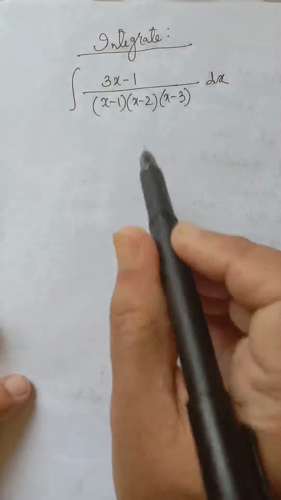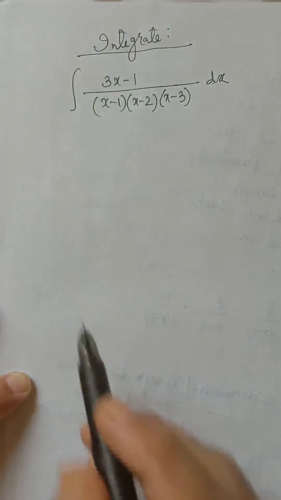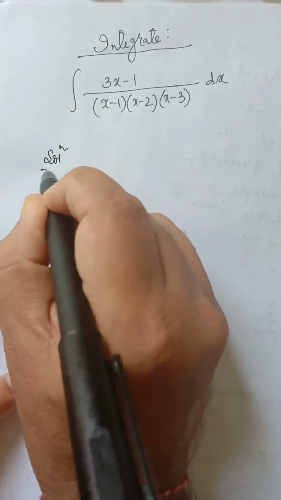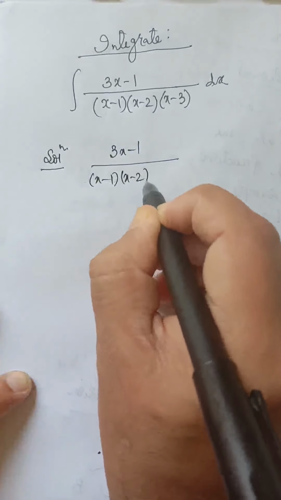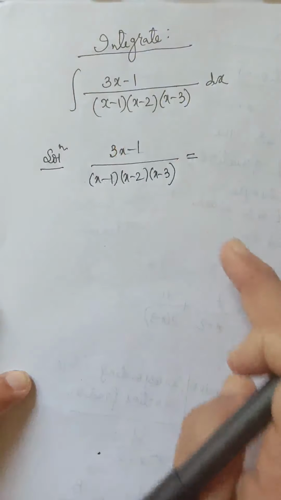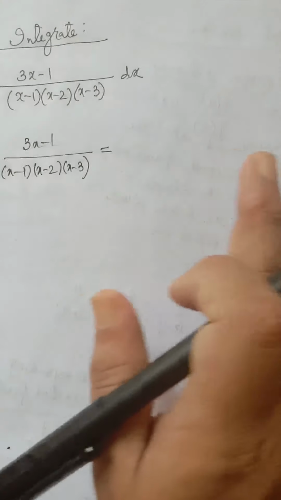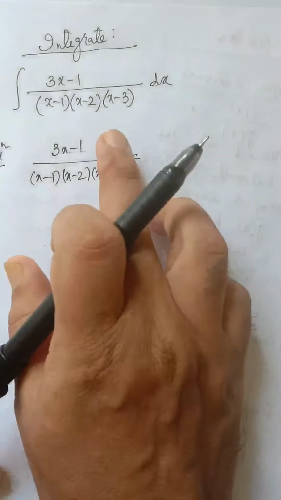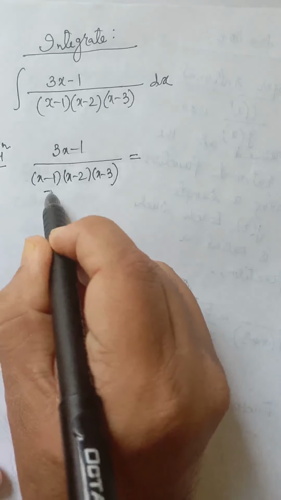Now I have taken this question from the NCERT textbook. Here we have to integrate (3x - 1) divided by (x - 1)(x - 2)(x - 3). First of all, what is our observation? The given fraction is a proper rational fraction, as the degree of numerator is less than the degree of denominator. So we can resolve it, we can break it into partial fractions. First of all, carefully observe the factors of the denominator. The first factor is x - 1.